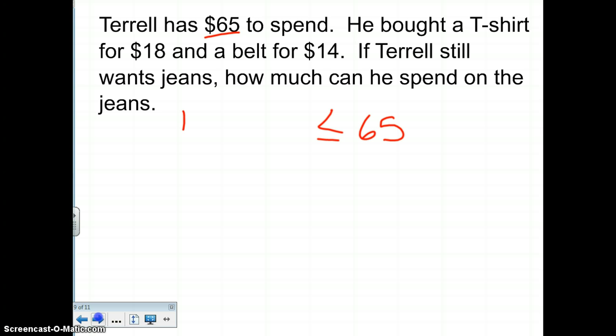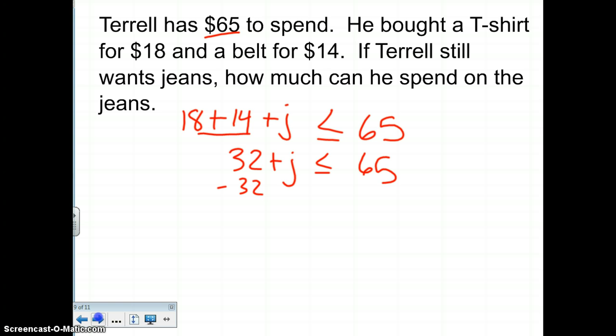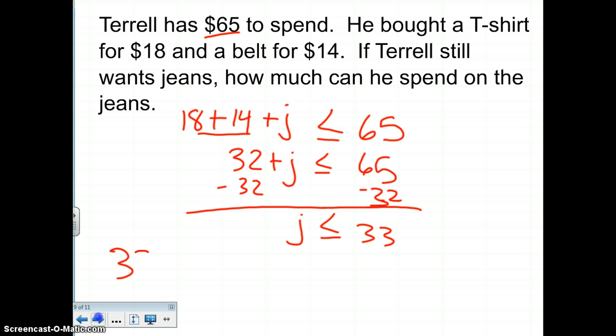And then we have the t-shirt that's $18, the belt that is 14, jeans that is an unknown quantity. 18 and 14 combine to 32, so we simplify that and we get 32 plus j is less than or equal to 65. We can go ahead and subtract 32 from both sides, and we get jeans need to cost $33 or less. So if we write this out in a phrase, he can spend $33 or less on the jeans.